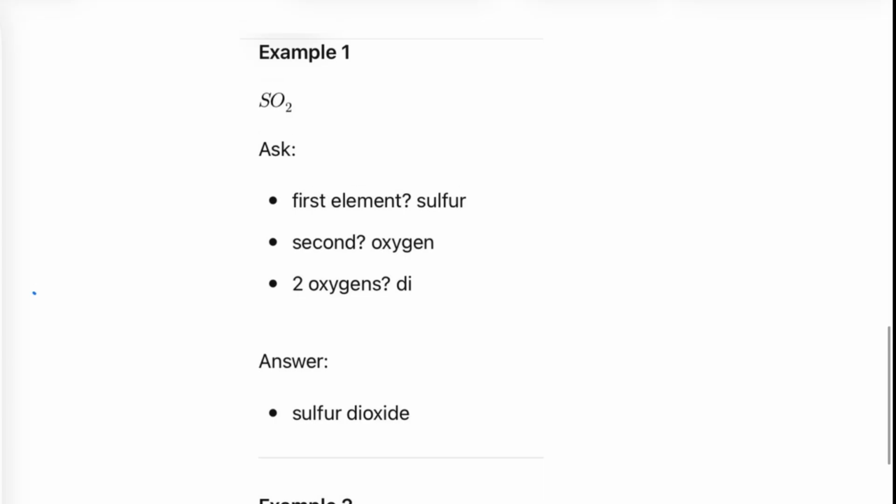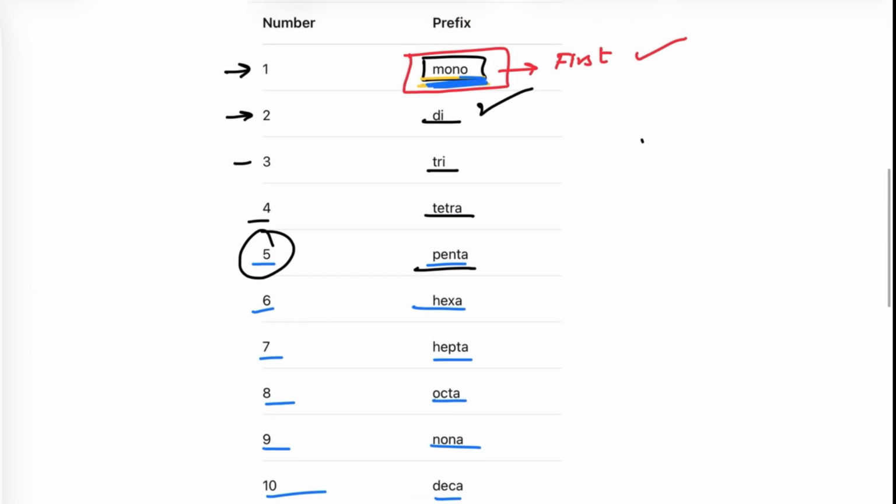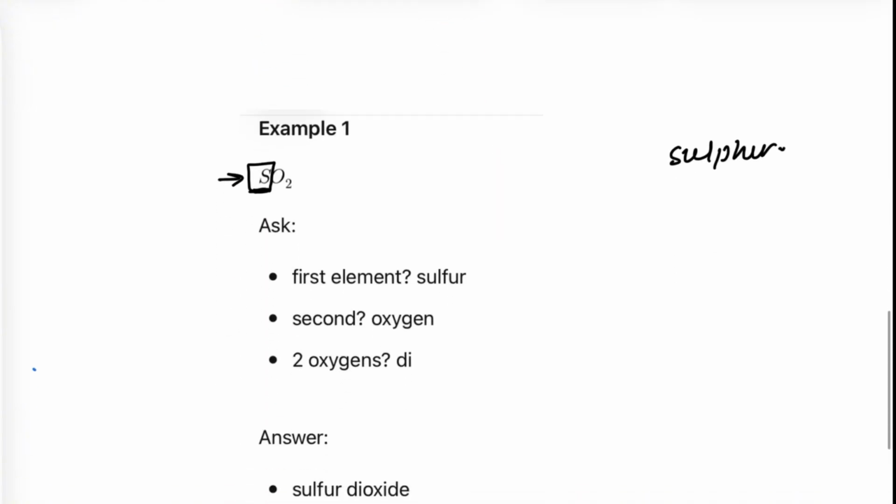Okay, SO2. Please go to the periodic table and check what is the name of this element. Sulfur. Great. Okay, so you have one sulfur, but we said we can never use the mono prefix for the first element. We're not gonna say monosulfur. So it's sulfur alone. How many oxygens? Two. So we're gonna say di, and the second element always ends with IDE. So dioxide. So this molecule is called sulfur dioxide.